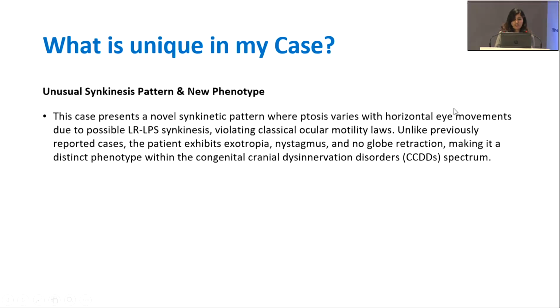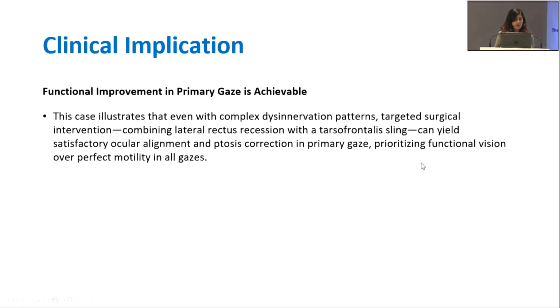The clinical implication is that even with complex dysinnervation patterns, targeted surgical intervention combining LR recession with tarsofrontalis sling can yield satisfactory ocular alignment and ptosis correction in primary position, prioritizing functional vision over perfect motility in all cases.